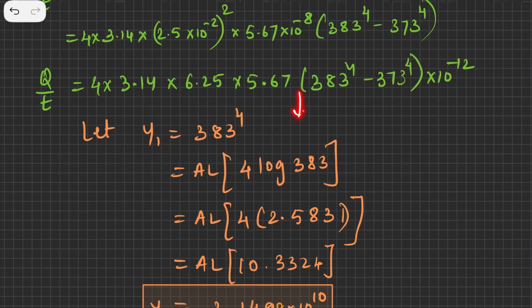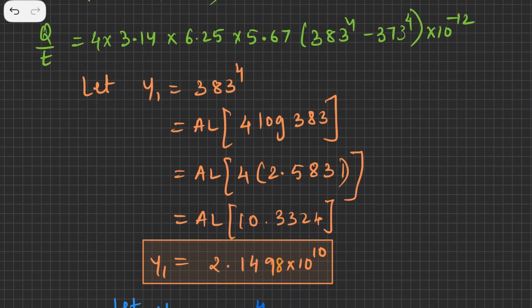If you are from a board which allows a calculator, just avoid this part and you can go ahead and punch the calculator and get the answer. And if your board does not allow a calculator, and they allow direct calculation, I am just not focusing on direct calculation. But if you are supposed to do it by logarithm, then I have just solved it by logarithm.